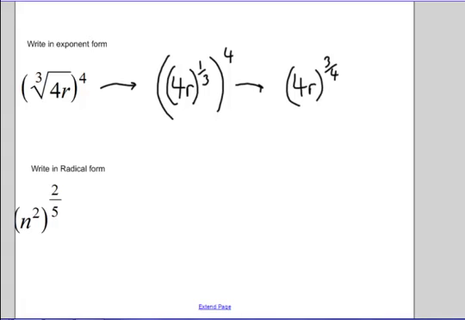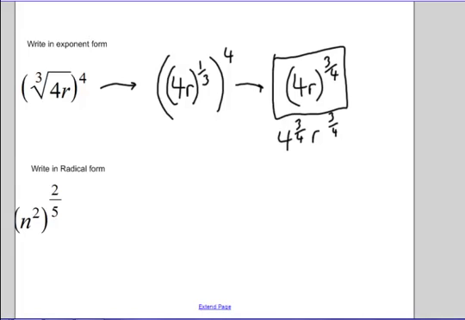Now this is important that you write the whole thing out and that you write it in parentheses, because each one of these is to the 3/4 power. This is equivalent. You could write this to show that they're both to the 3/4 power, but it's easier just to write the parentheses, so this is how we'll write it.